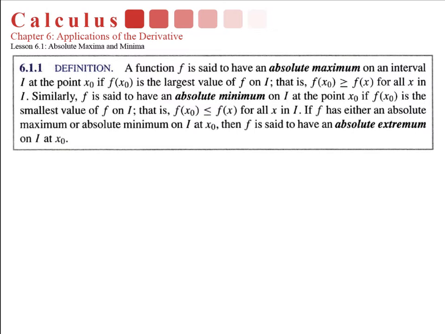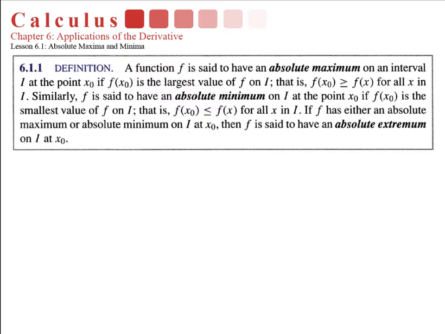Definition 1. A function f is said to have an absolute maximum on an interval I at a point x0 if f of x0 is the largest value of f on the interval I. That is, f of x0 is greater than or equal to f of x for all x in the interval I.